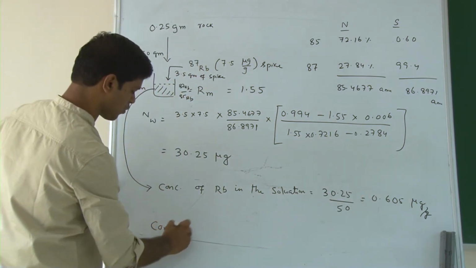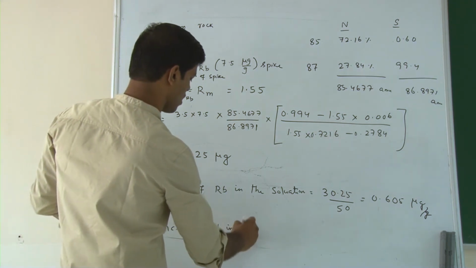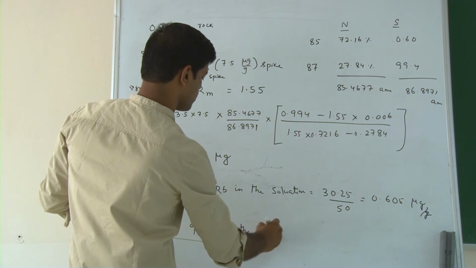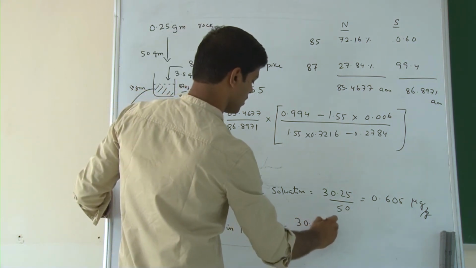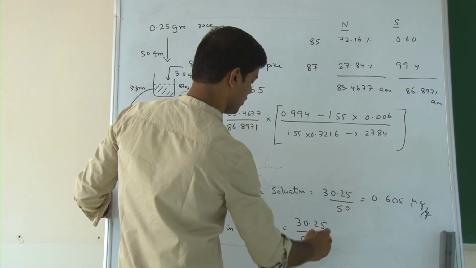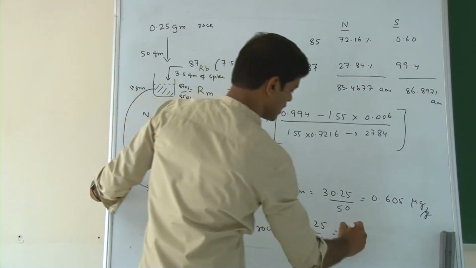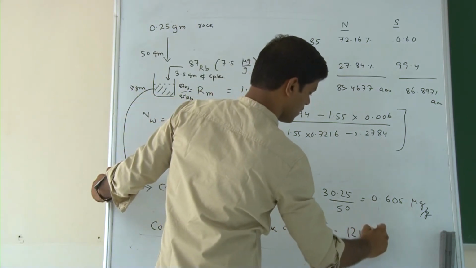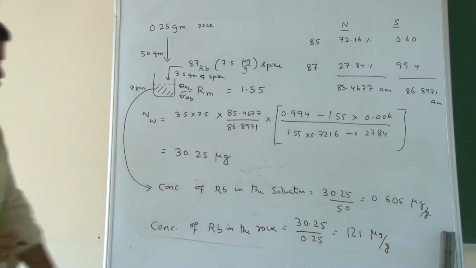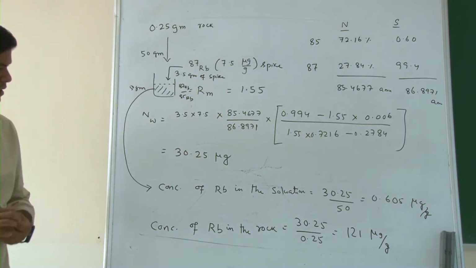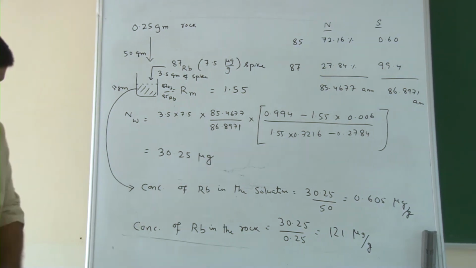ultimate aim is to find the concentration of rubidium in the rock, which is 30.25 divided by 0.25. 0.25 gram is the rock. So, this has to be 121 microgram per gram. So, this is how you will get the concentration of a rock using isotope dilution.